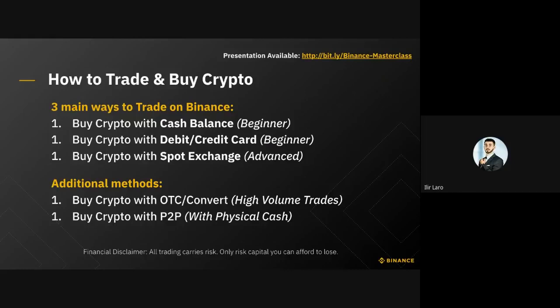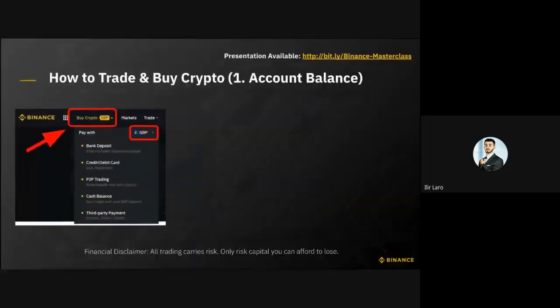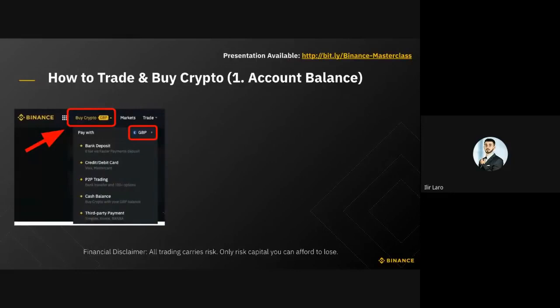I've broken these down into levels of usage. The first two, buy crypto with cash balance and debit or credit card, are mainly aimed at beginners, people that have no experience of trading or crypto, but just want to buy and sell. Those top two are the best methods to do that. If you're somewhat sophisticated and a more advanced trader, then you would be familiar with our spot exchange. I will touch on this later on, but the purpose of this presentation is just to get users familiar with the main ways. I'm not going to touch on OTC and P2P for this masterclass, but I will probably dedicate another masterclass to those two individually.